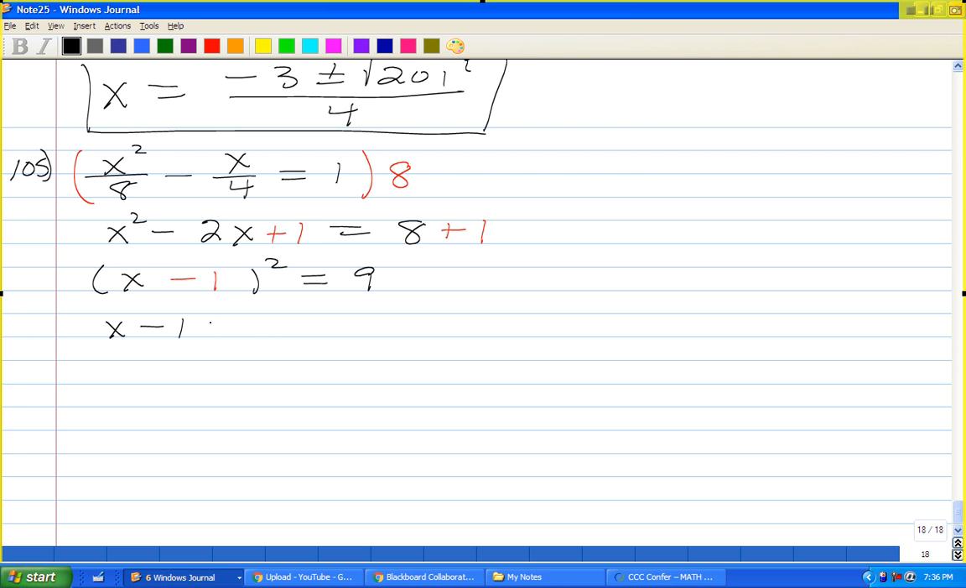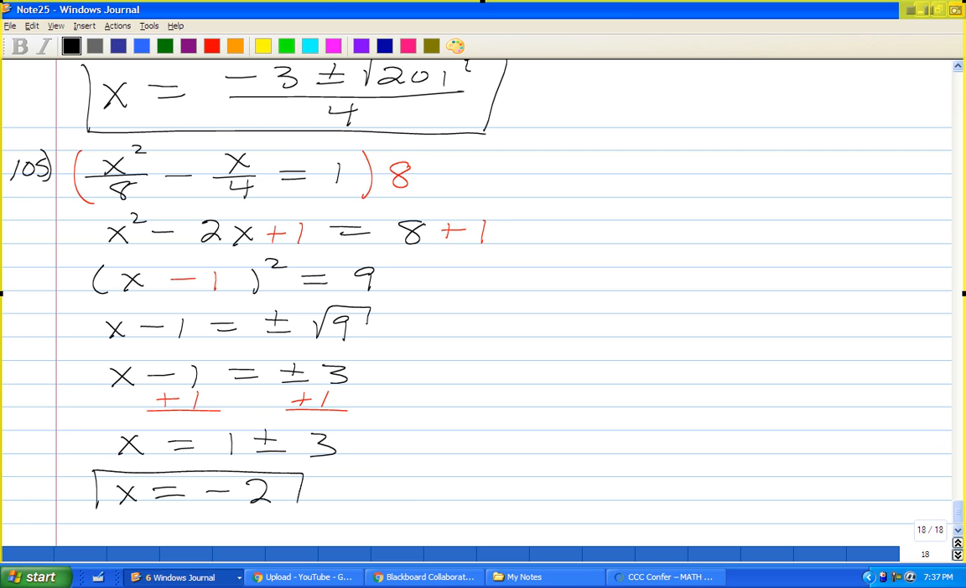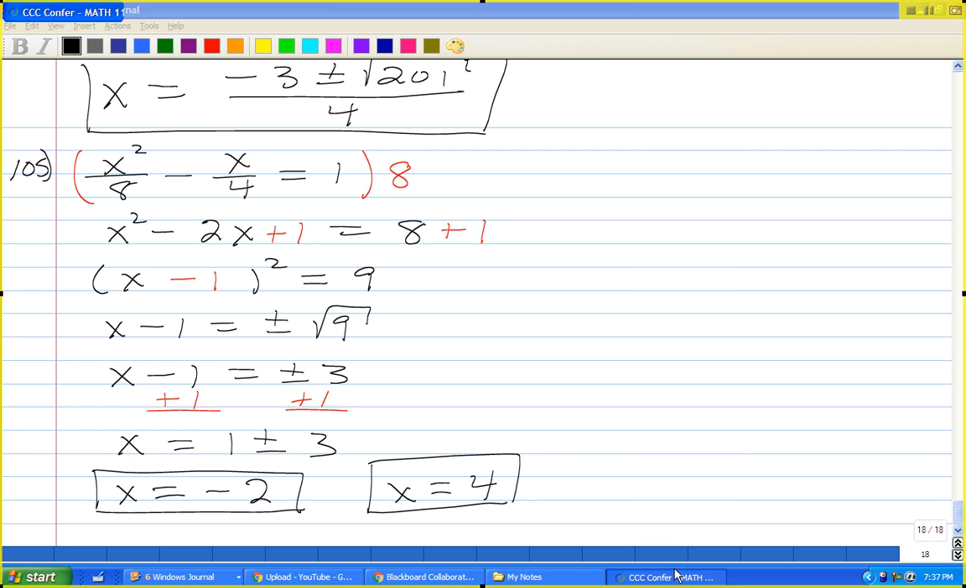Therefore, by the square root property, x minus 1 is equal to plus or minus the square root of 9. Add 1 to both sides of your equation. And so x is equal to 1 plus or minus 3. And so x is equal to 1 minus 3, negative 2. x is equal to 1 plus 3, positive 4. And that finishes off section 11.1. And I guess then that would be it for today.